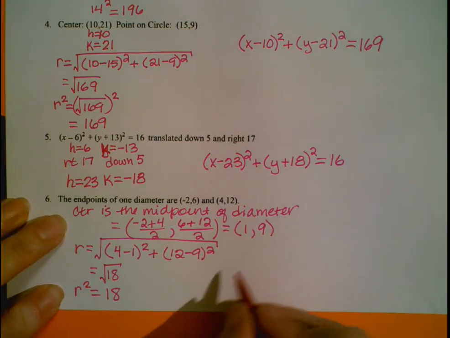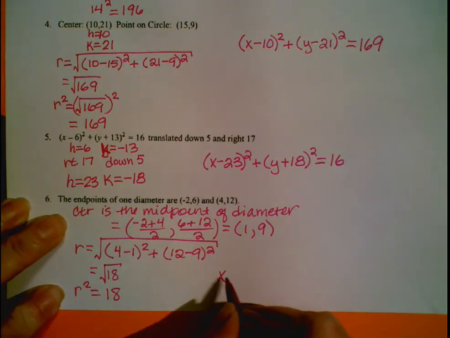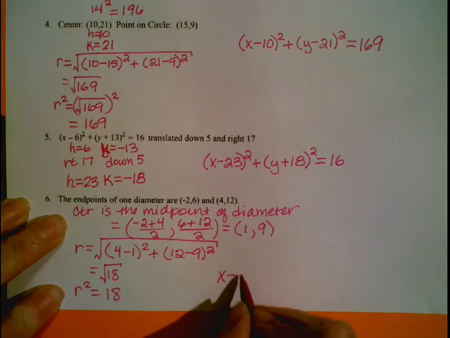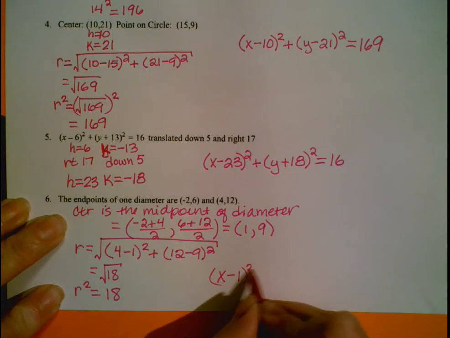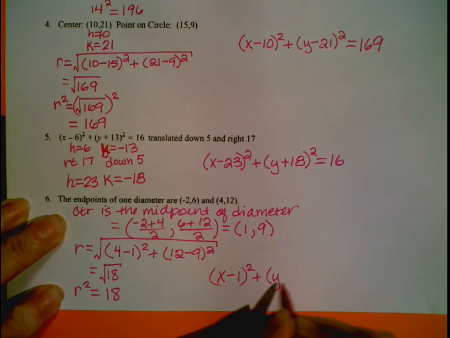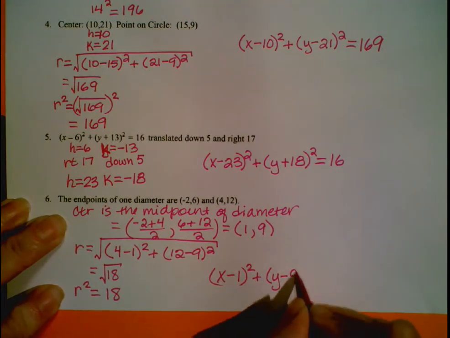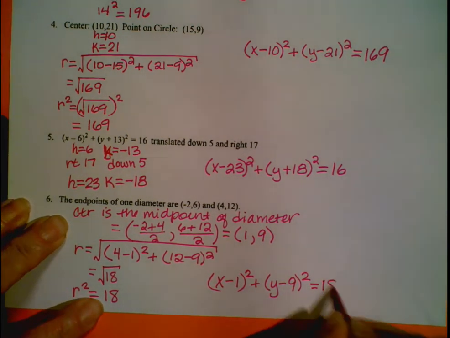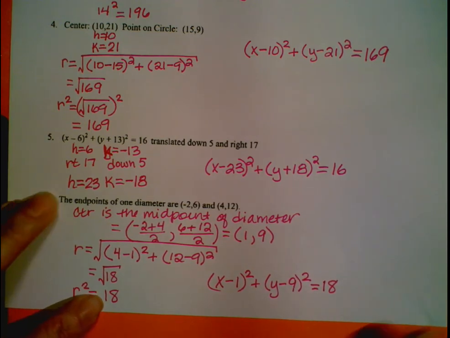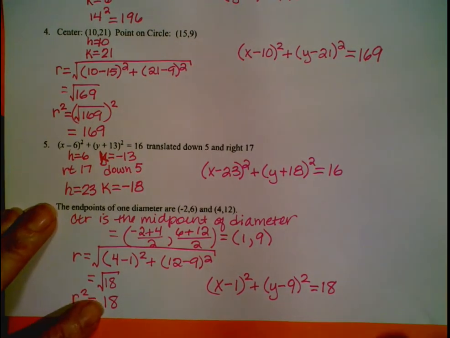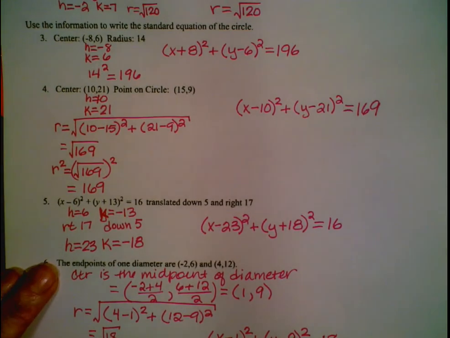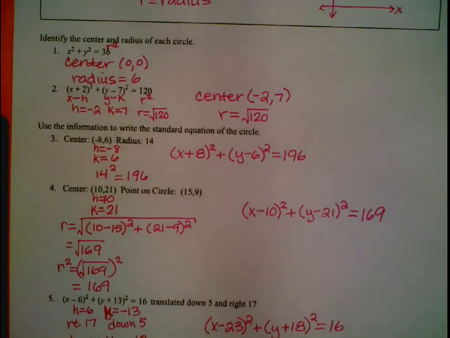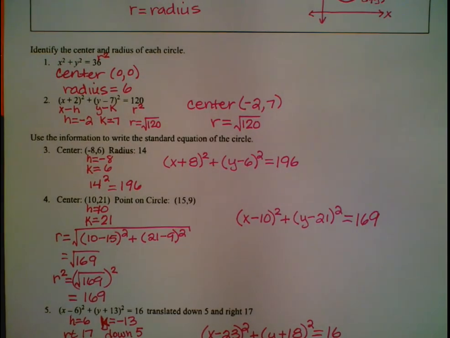Now to the equation of the circle. (x minus 1) squared plus (y minus 9) squared equals r squared, or 18. So that takes care of how you are going to work with finding the equation of a circle, or given the equation of a circle, can you find the center and the radius?